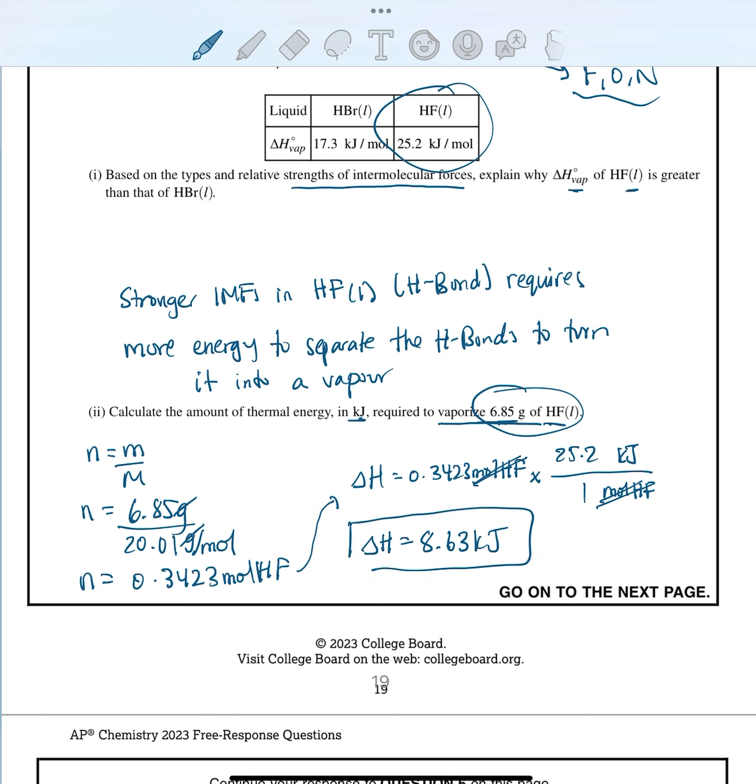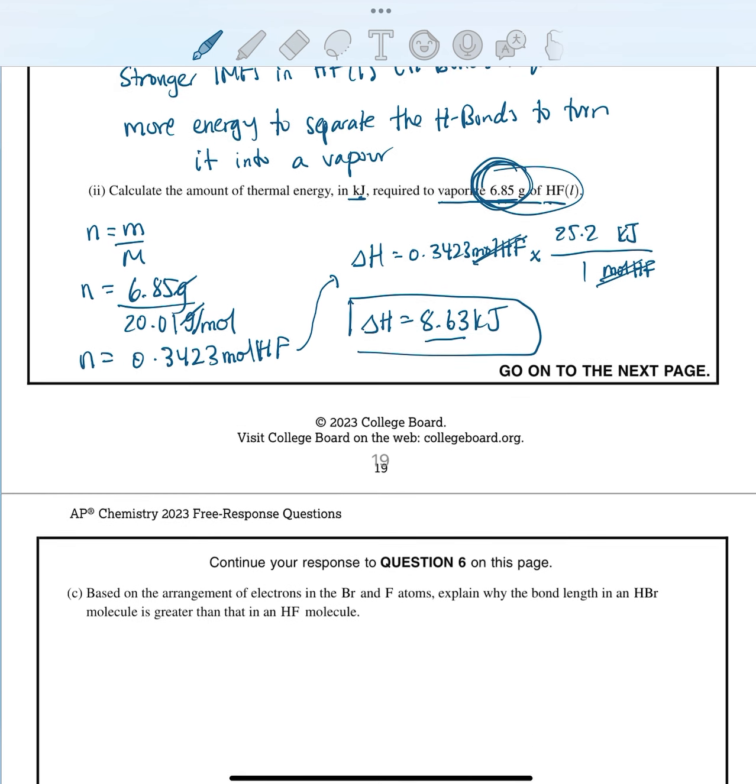It's proportional. The enthalpy is proportional to the amount I have. So if I have less HF, it makes sense that it takes less energy, only 8.63 kilojoules to vaporize it, to turn it into a vapor. Okay, and that's how we do a problem like that for unit cancellation. And also a note that my final answer is to 3 significant digits because I'm given 3 significant digits in the question. So that should match as well.